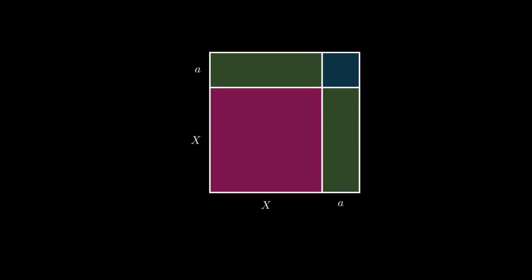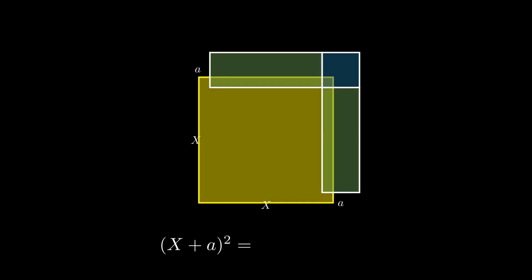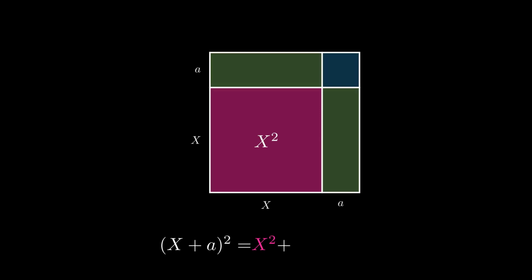Now note that the area of this entire square is (a plus x) squared, which is equal to the area of the bigger square, x squared, plus the area of the smaller square, a squared, plus both of the areas of these smaller rectangles, which we know to be equal. So that gives us 2ax. We thus have the quadratic x squared plus 2ax plus a squared.